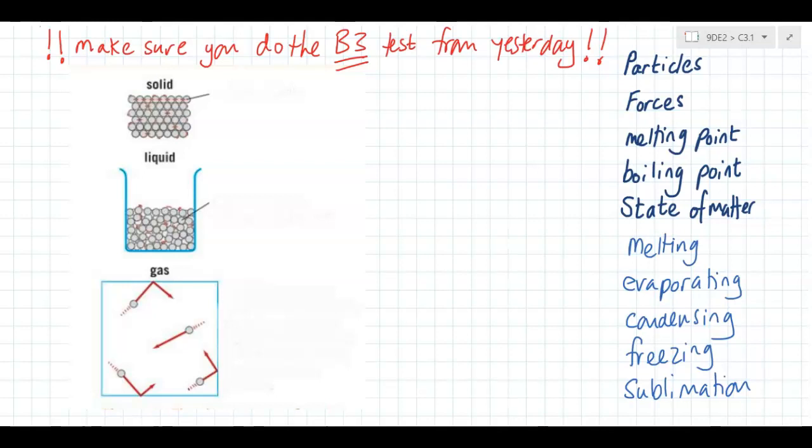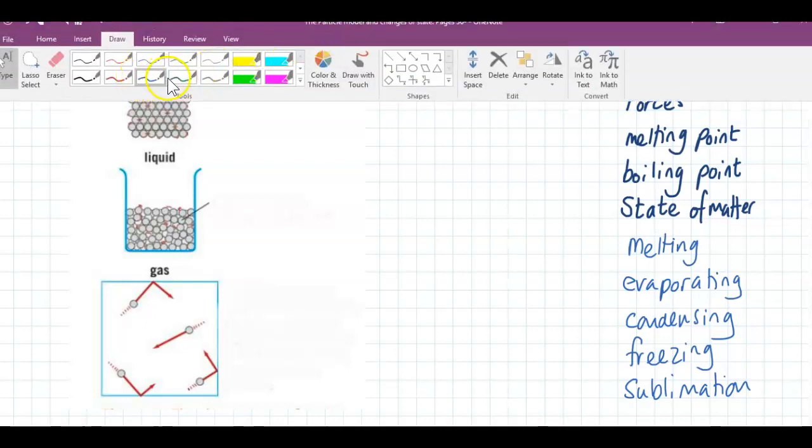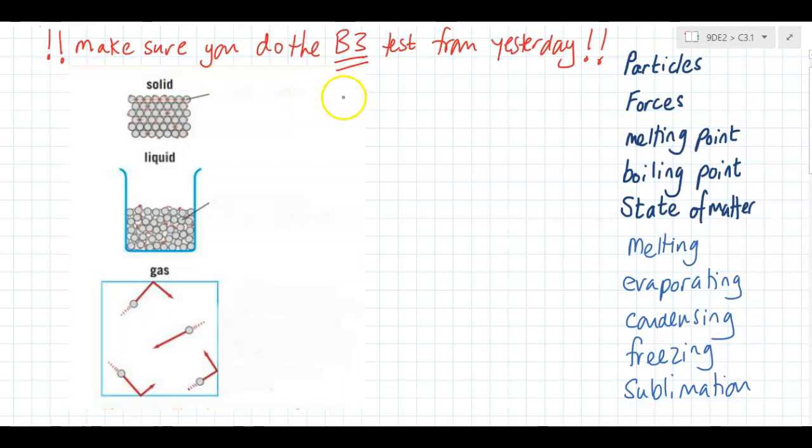So we're starting this new topic. It's in the chemistry book. It's chapter C3, and it starts off with some things that will be familiar to you. Okay, so we're talking about using the theory, the particle theory, or sometimes we might call it the kinetic theory.